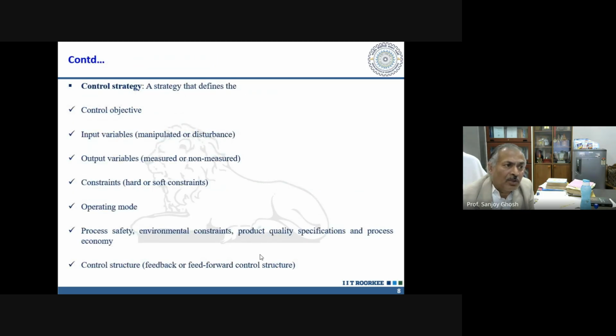So now control strategies. The first thing is that you have to fix the control objective. To fix the control strategy, there are different points you have to take care of. There is a control objective. That means what?